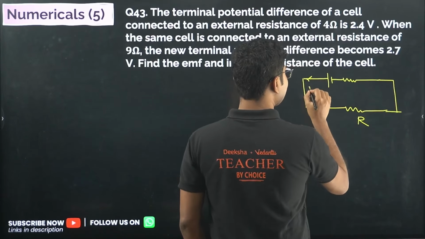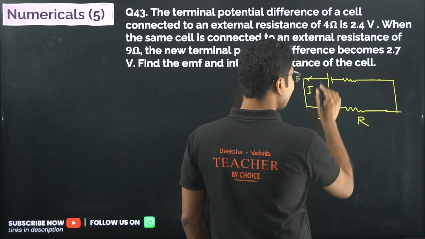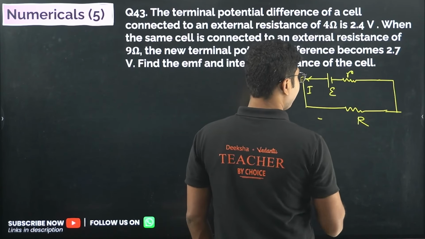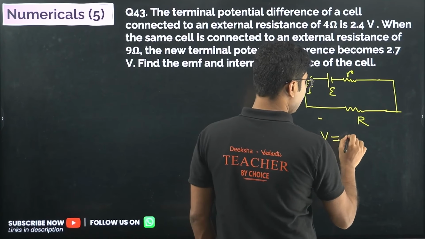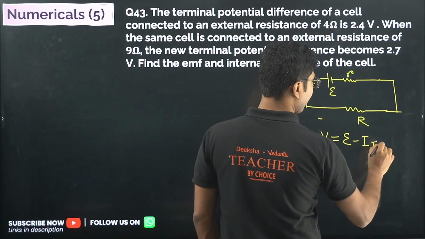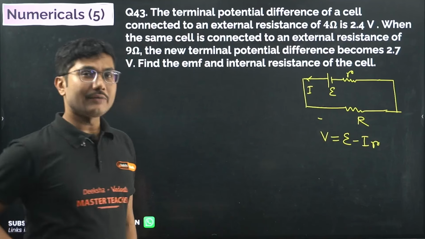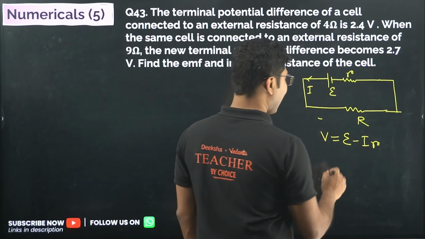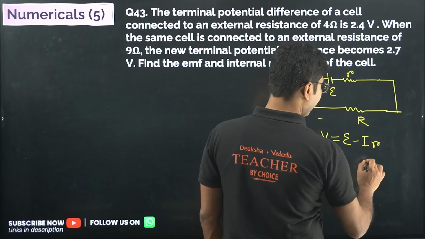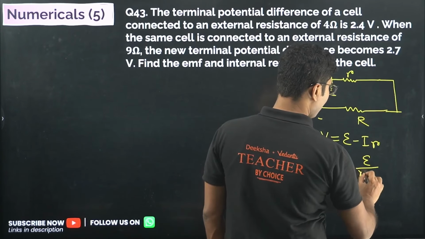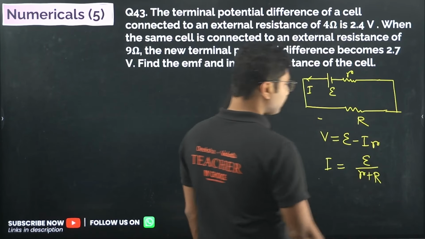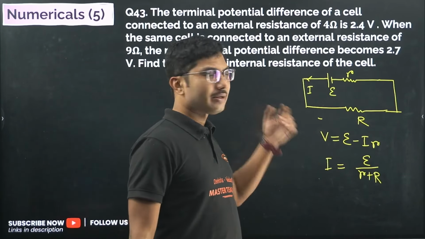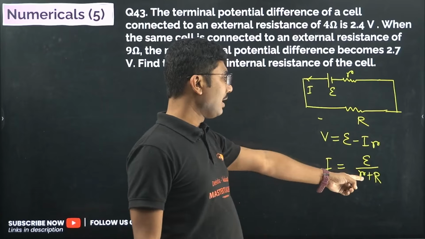And if the current in the circuit is I, where this is R and this is epsilon, then the terminal voltage is given by epsilon minus Ir, no matter whatever is the external resistance. This is the formula for terminal voltage. Now you have to calculate this current I. Current I is given by epsilon divided by small r plus capital R. So first we will use this to eliminate, and then we will add.